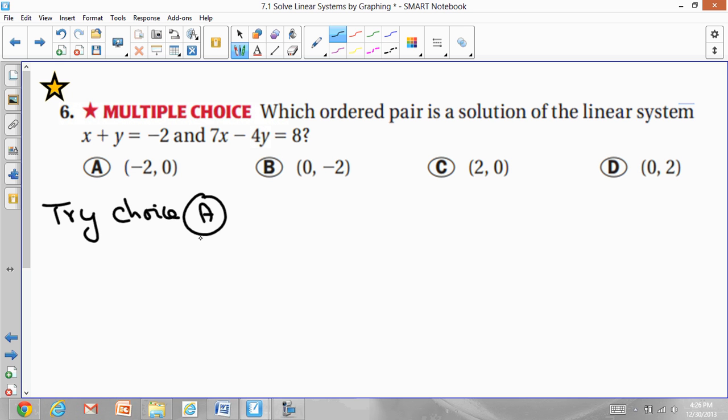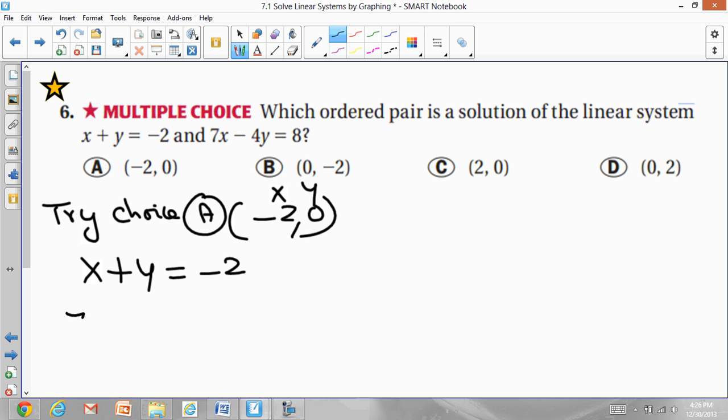So try choice A, which is -2, 0. The first one is your x, the second one is your y. You're going to take x and y and substitute in the first equation, x plus y equals -2, and the second equation, 7x minus 4y equals 8.